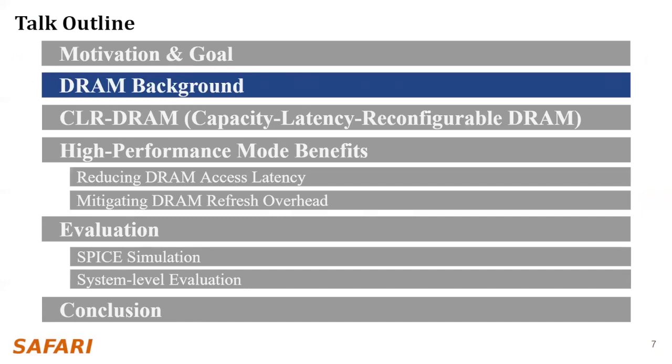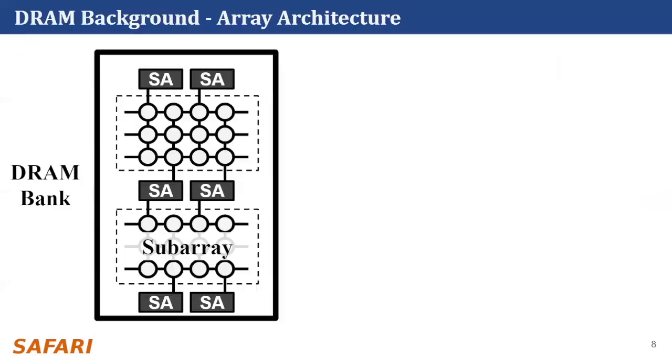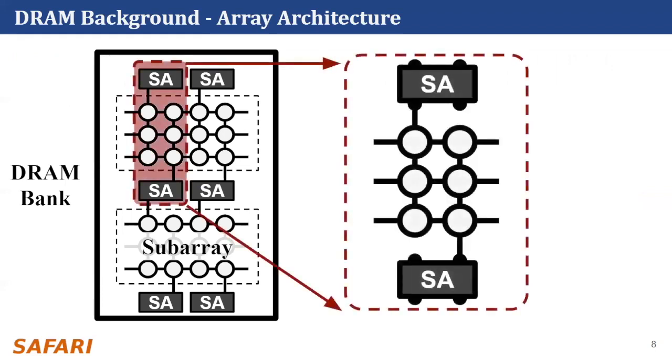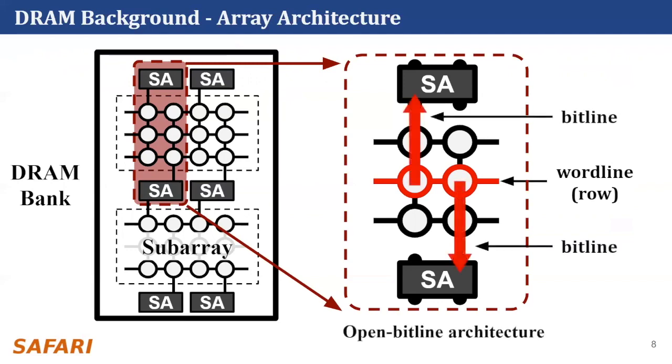Next, I will briefly introduce how DRAM works. A DRAM chip contains multiple independent DRAM banks, each consisting of multiple subarrays of DRAM cells. A DRAM cell stores one bit of data using electric charge level. A typical density-optimized subarray architecture is shown on the right. To access data stored in the DRAM cells, the memory controller issues an activate command to activate a row of DRAM cells. The electric charge in the cells are then sensed and read by sense amplifiers placed on both sides of the subarray through bit lines. This kind of architecture is called open bitline architecture.